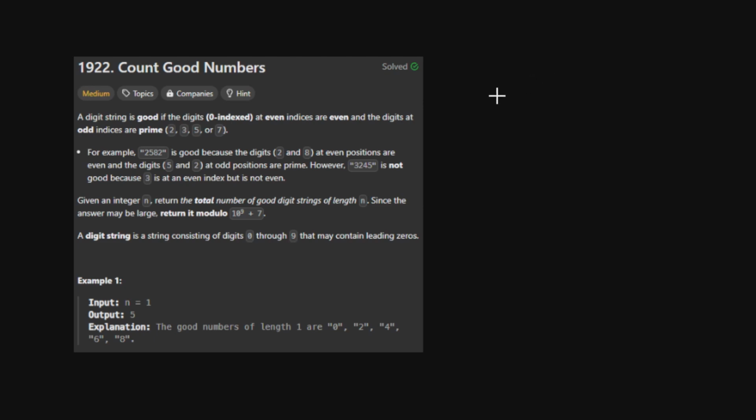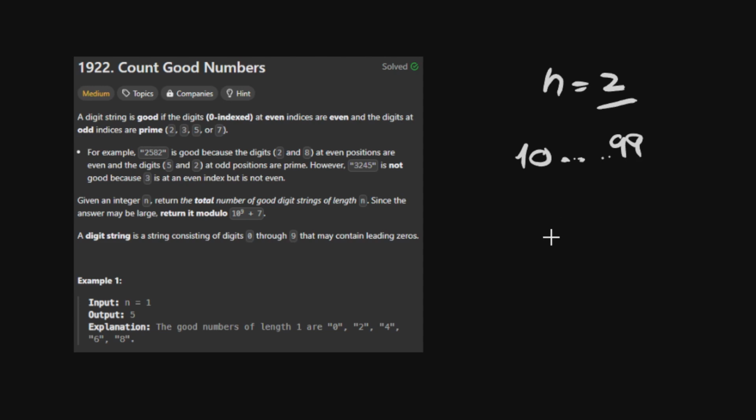So we're given an input, let's say n equal 2, and this means that we are analyzing every number which has 2 digits. This means we are analyzing every number from 10 to 99.